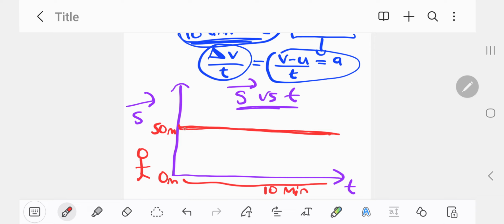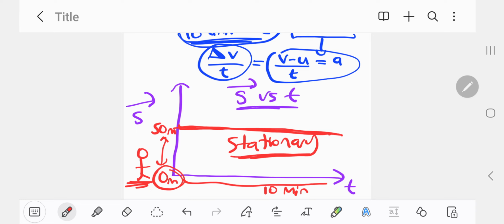You're stuck at 50 meters. You're standing still for 10 minutes. You're at the 50 meter mark away from your starting point, the origin, 0 meters. You're 50 meters away. You're just standing there. That's what this means. You are stationary. A flat line where there's no slope, no gradient, means you're stationary. So that's a common scenario they can give you. Interpret this graph. So that's what that means.